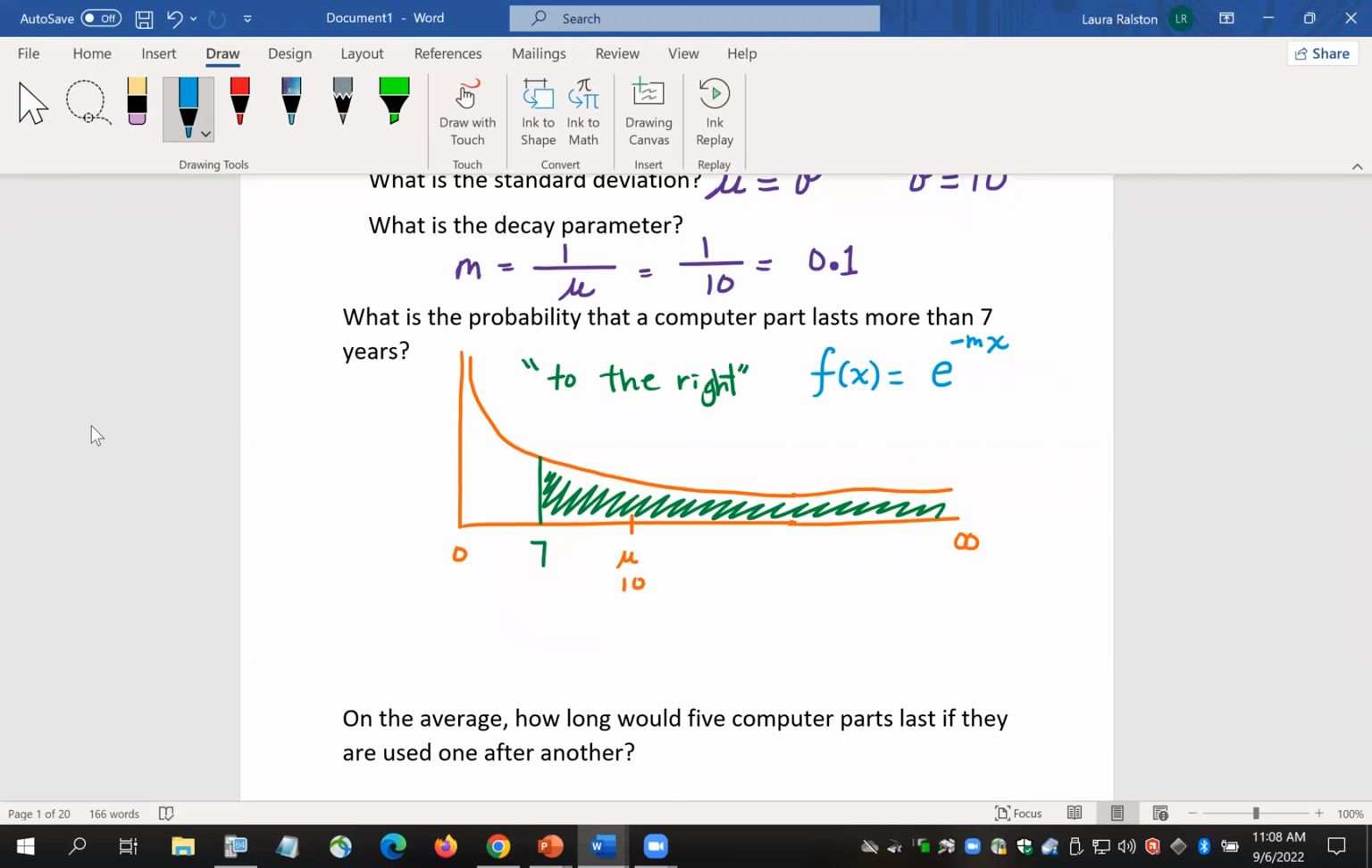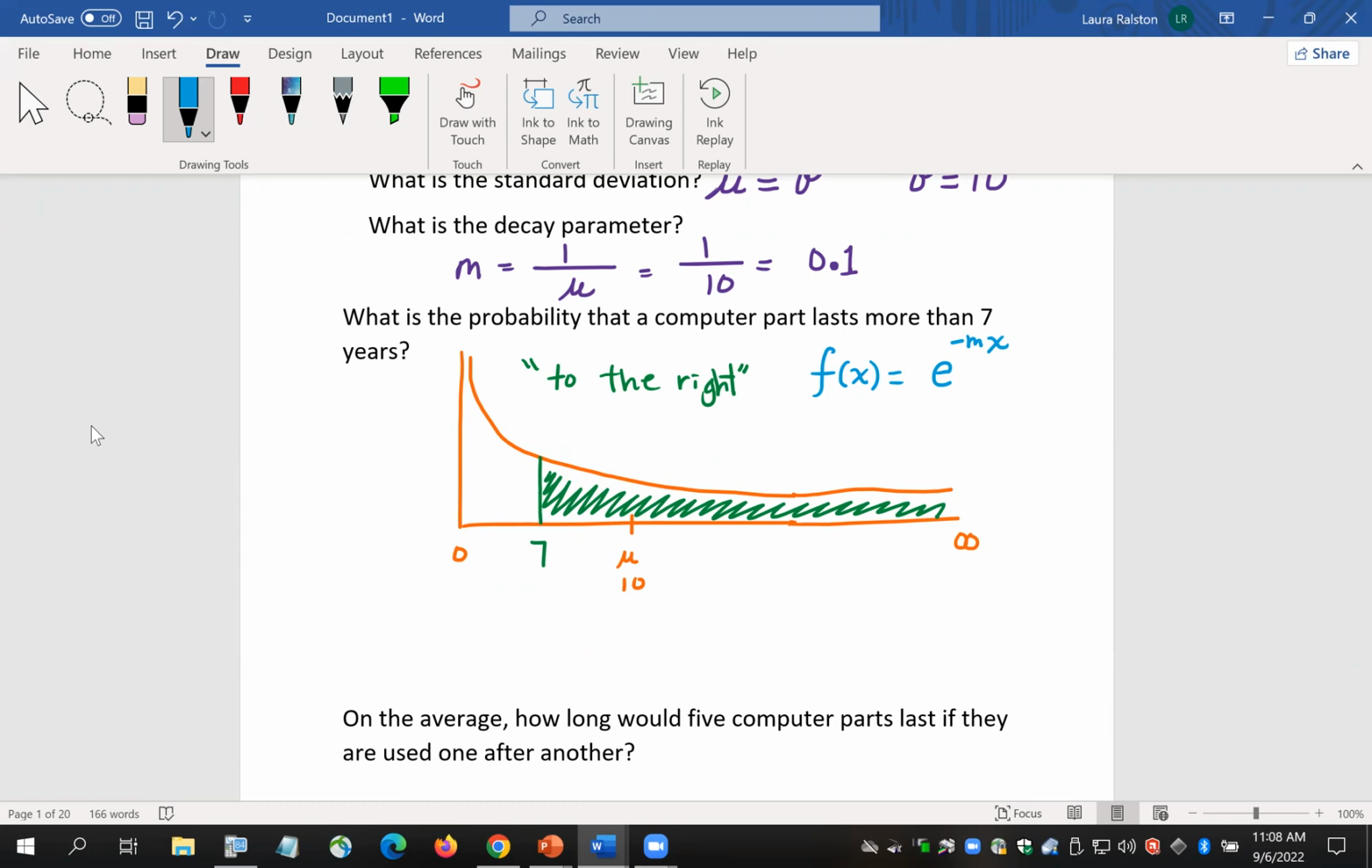Now, e, remember, is the natural number. It's estimated to be 2.72, similar to pi, if you're familiar with pi from algebra. But our calculator has that built in, or if you have a scientific calculator, it'll have it built in and it'll do the work for us.